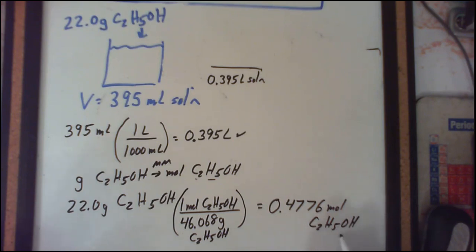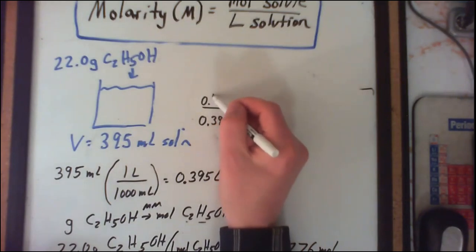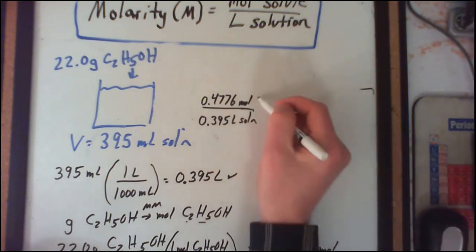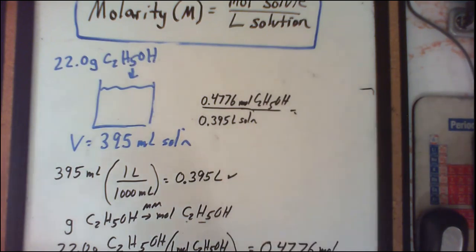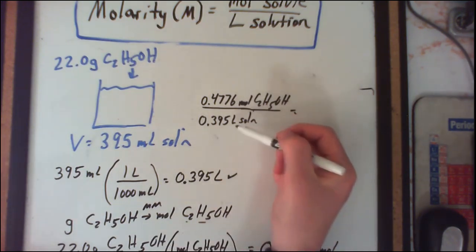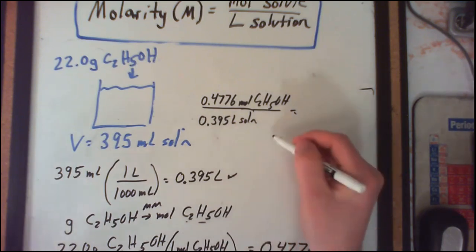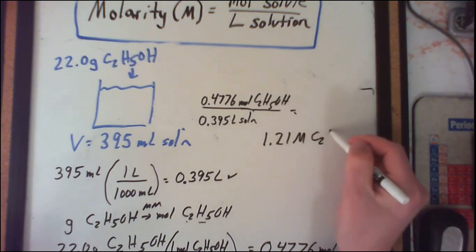So this number in moles has exactly the same meaning as this number in grams, but this number is better in a sense because it's in the correct units. So that's my numerator, 0.4776 moles of ethanol. And then finally, the molarity calculation is just that ratio, moles divided by liters. So 0.4776 divided by 0.395 gives me a molarity of about 1.21 molar ethanol.